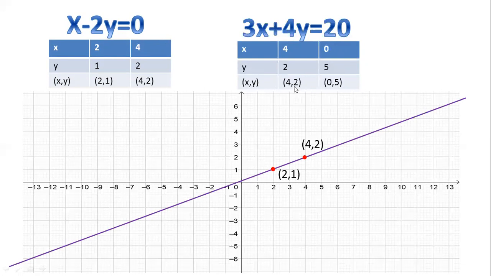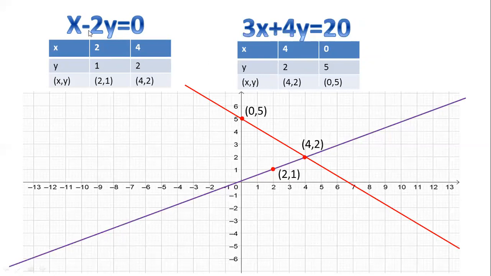Now let us draw the graph of 3x plus 4y is equal to 20. First point is (4, 2), which we have already plotted. Next point is (0, 5). That is along the x-axis it is 0, along the y-axis you should go to 5. So (0, 5). Now join (0, 5) and (4, 2). So you will get a straight line.